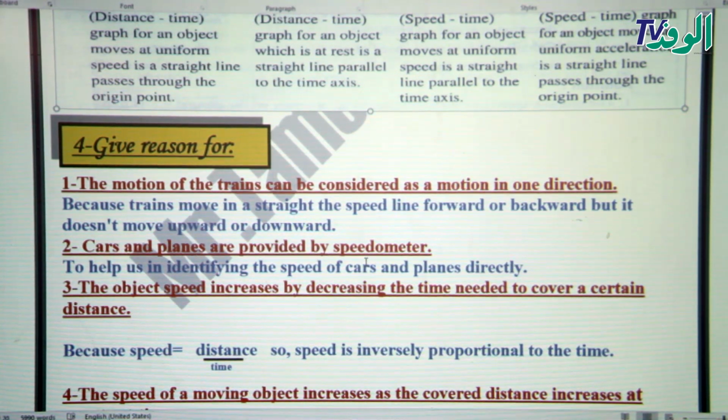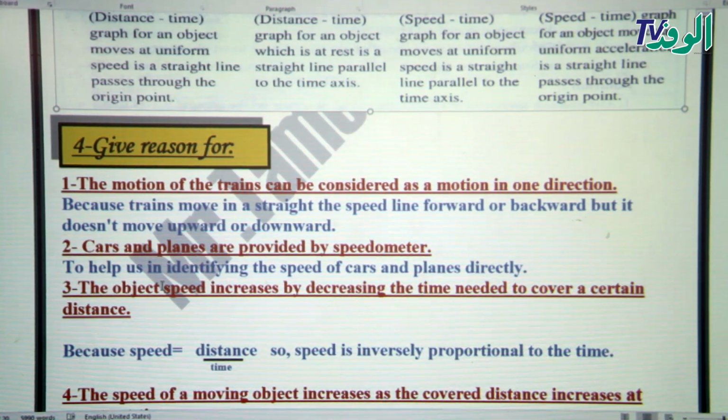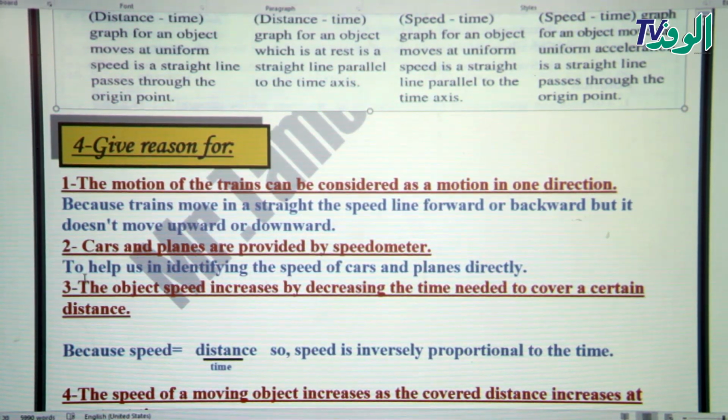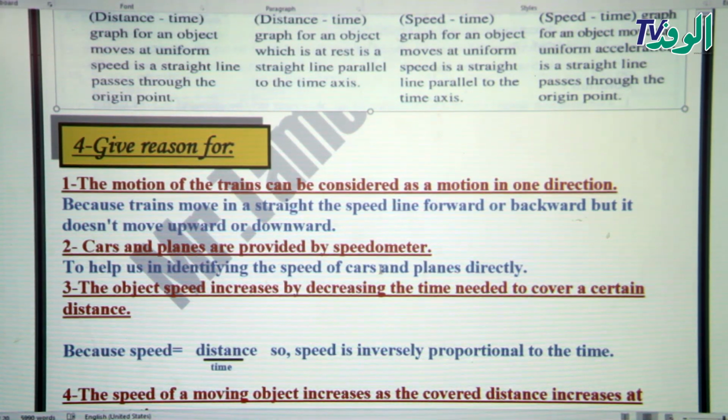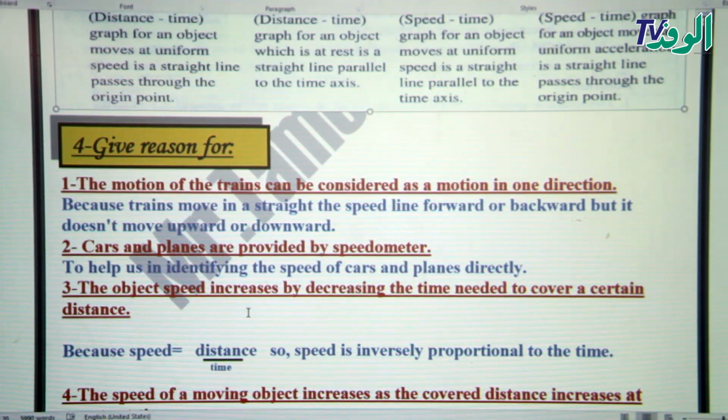Another question: cars and planes are provided with a speedometer. Do you remember the speedometer? Yes, very good. It is the device that is used to determine or identify the speed of cars and planes. So the answer: to help us in identifying the speed of cars and planes directly.